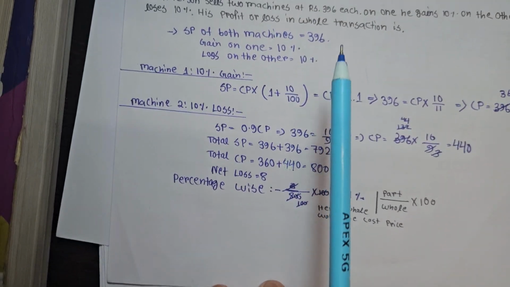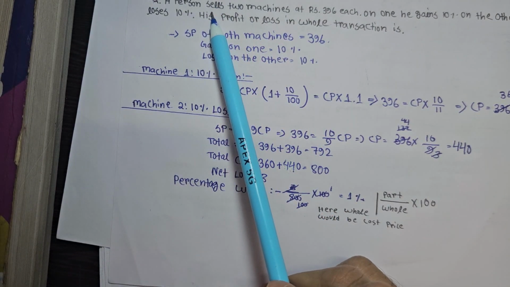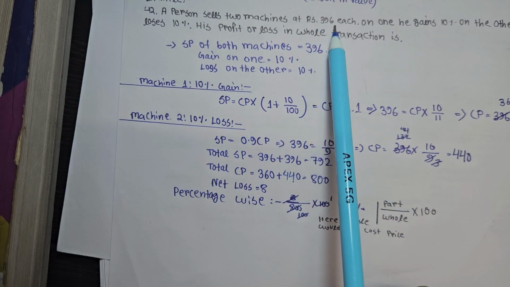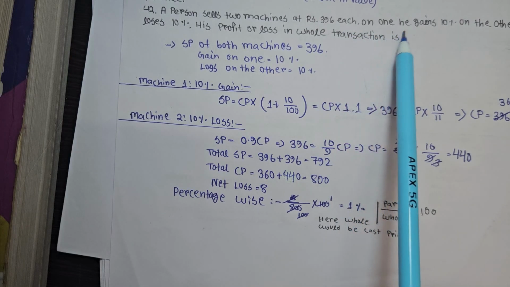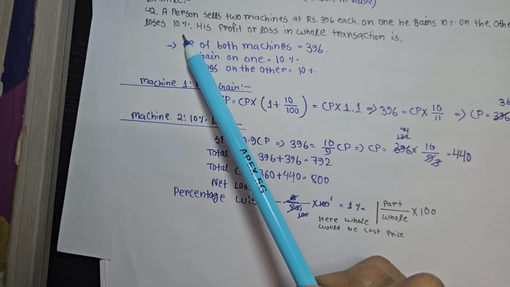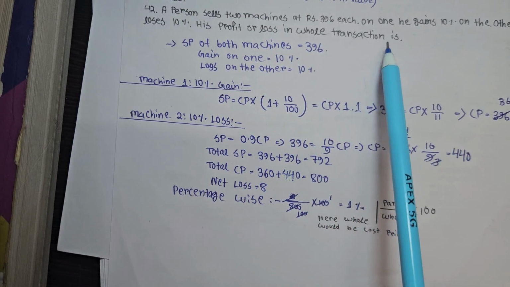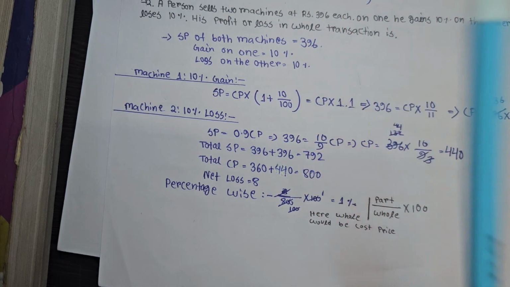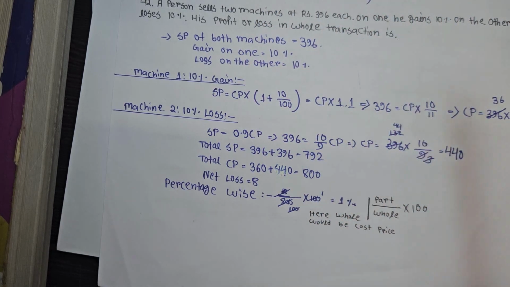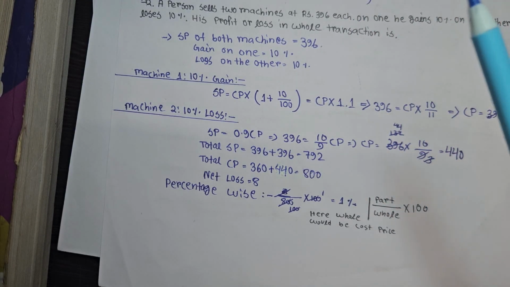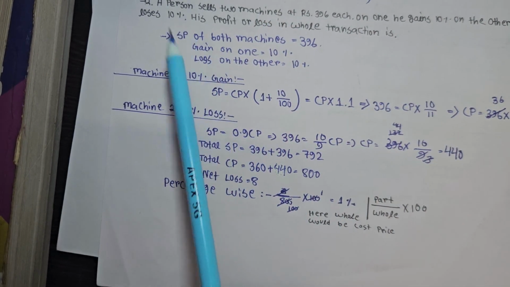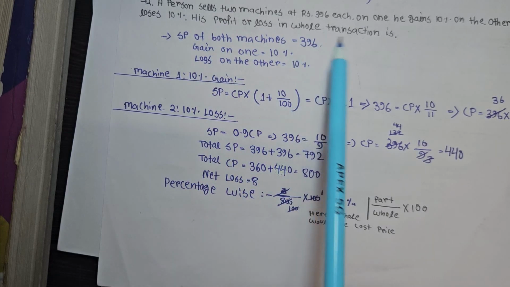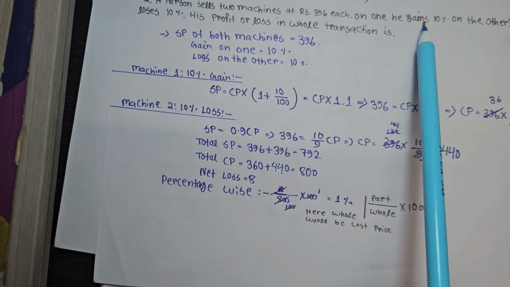Let's take an example of how these are done. A person sells two machines at rupees 396 each. On one he gains 10%, and on the other he loses 10%. His profit or loss in the whole transaction is, you might think, since he sold two machines at 396, with a profit of 10% on one and a loss of 10% on the other, it would be 0%, he would be flat. But no, it is not like that. The question asked is his profit or loss in the whole transaction. Is it 0 rupees because he earned 10% and lost 10%?